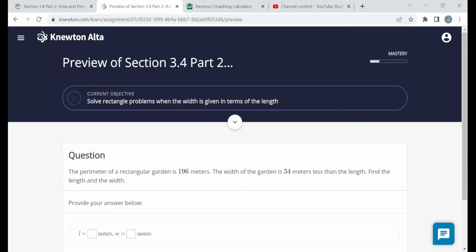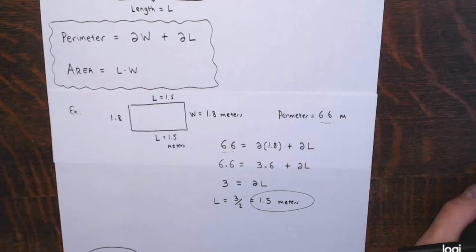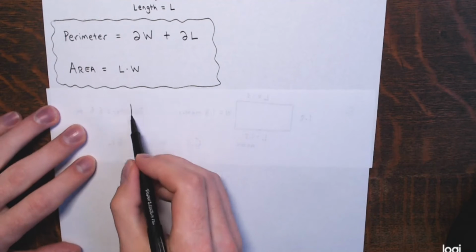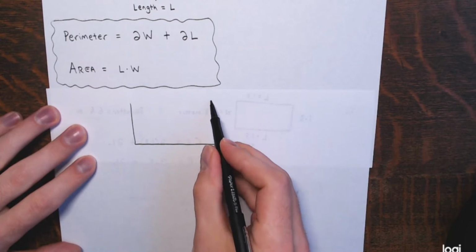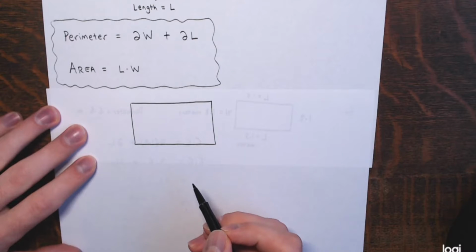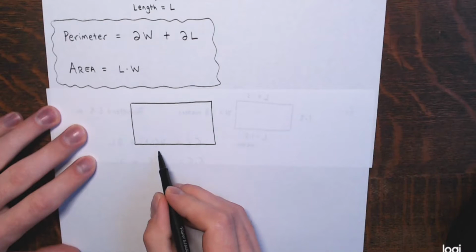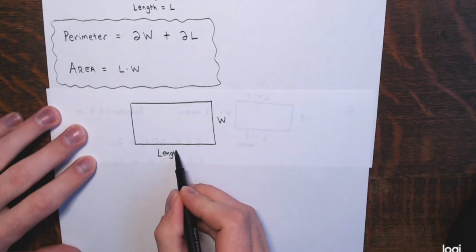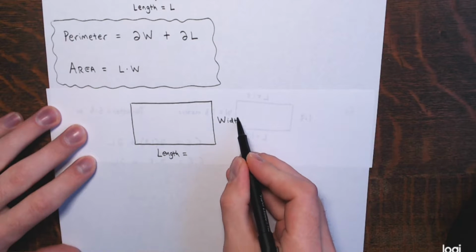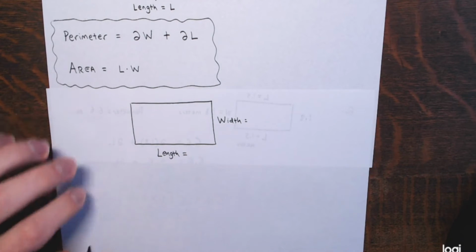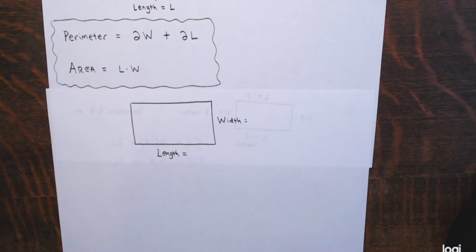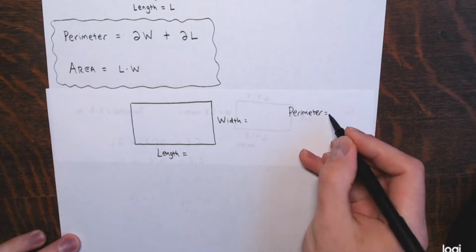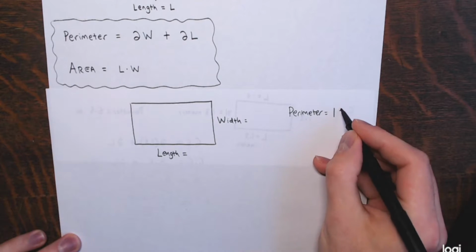Alright, so again I'll draw a little picture. Again, you don't need to draw pictures, but can't hurt. So I have this rectangular garden. Alright, there's a rectangle, and we have length L, width W. Let's say this side is the length, this side the width. Now, this time, we don't know either of them. We know the perimeter. They told us the perimeter is 196 meters. So I'll just say perimeter equals 196.